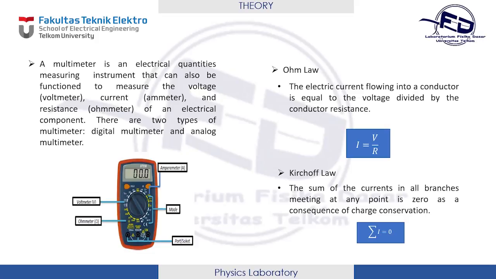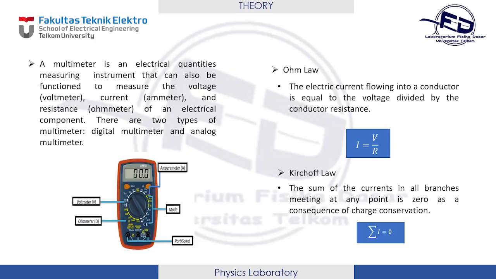There are 2 types of multimeter, digital multimeter and analog multimeter. In this picture, as we can see, there are ammeter, voltmeter, ohmmeter, and port or socket. For the port, as we can see there are 3 holes: left, middle, right. The right hole, we use it for negative load. The middle and left holes, we use them for positive load.